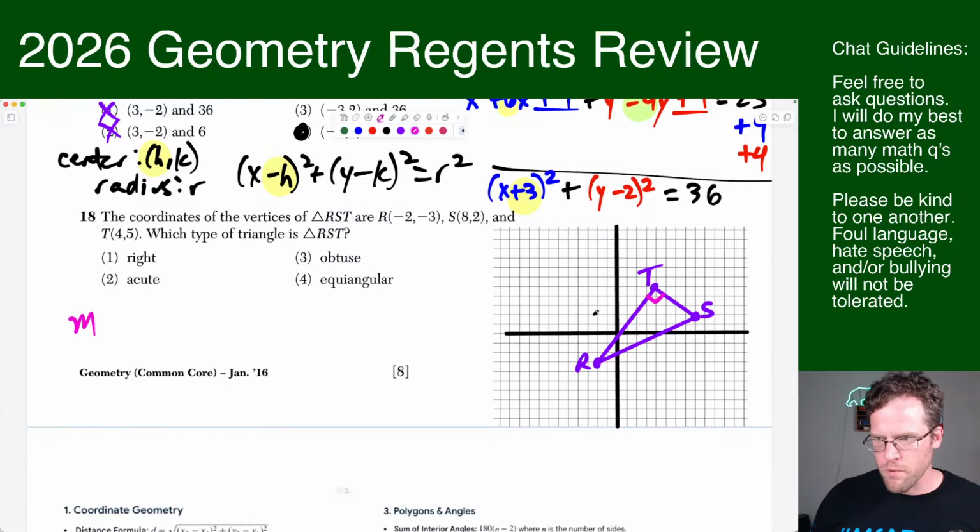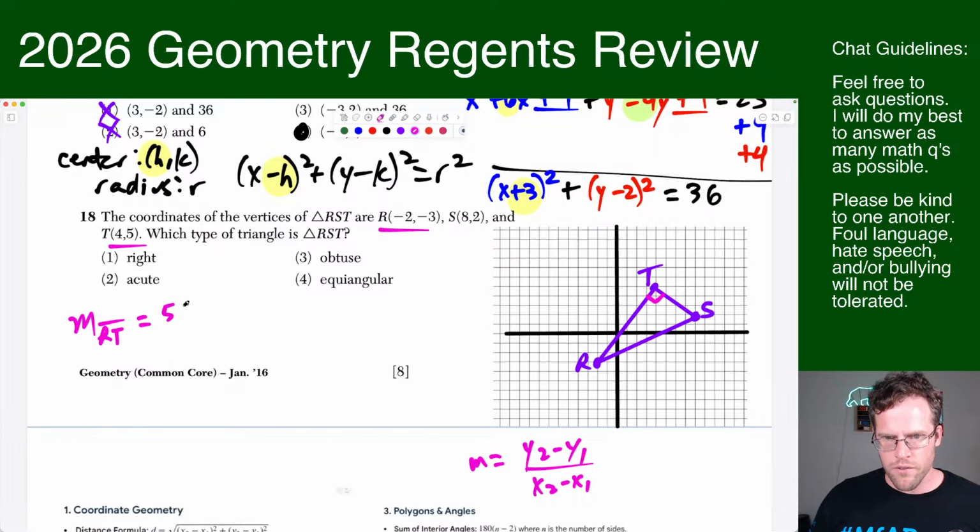If I want to find the slope of, let's say, RT, I could just use the slope formula. Remember, y2 minus y1 over x2 minus x1. So the slope of RT, I'm doing this one and this one. I take the difference of the y values, 5 minus -3, and I divide by the difference of the x values, 4 minus -2. So I get 8 over 6, which is 4/3.